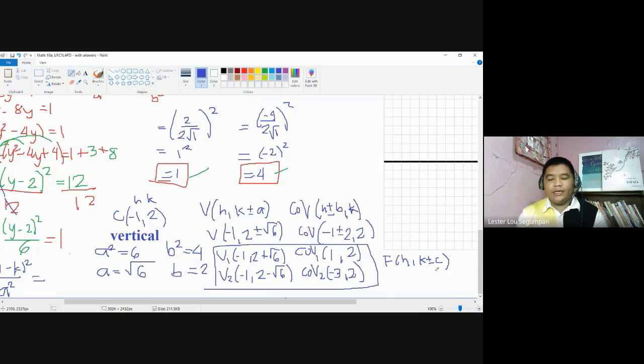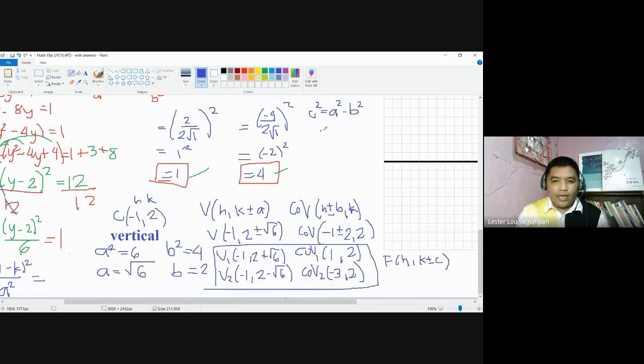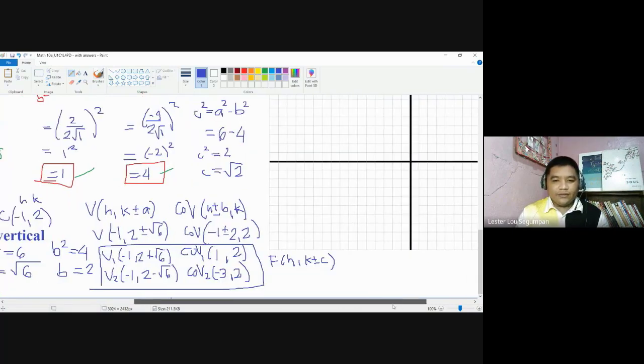As for your foci, C, we still need to get it using the formula C squared is equal to A squared minus B squared. And your A squared is already 6 and B squared is 4. So your C squared is actually 2 and C is plus minus square root of 2 or simply just the positive square root of 2. And have it here. So your foci are at negative 1 and then K, which is 2 plus minus square root of 2.